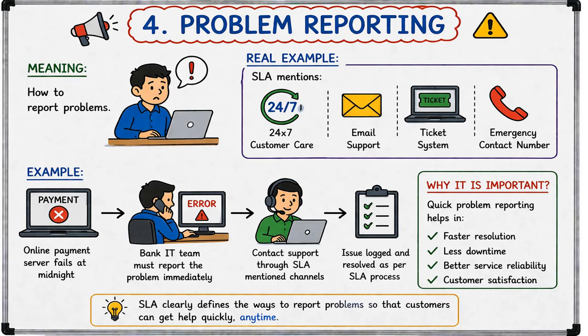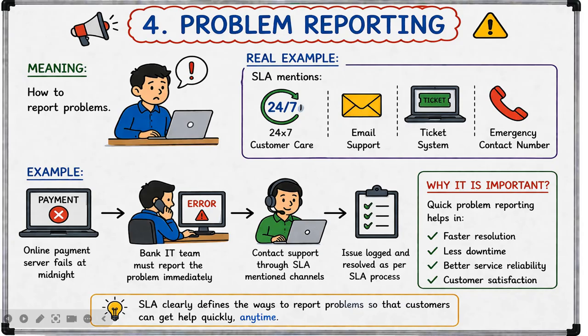Now, one example you can see here. If an online payment server fails at midnight, then what should happen? The bank IT team should immediately contact the CSP. It uses the emergency number or 24/7 support and reports the issue quickly. So what will the result be? It will be faster communication, faster troubleshooting, reduced downtime, and less impact on the customers. Without proper problem reporting, delays can cause huge financial loss.